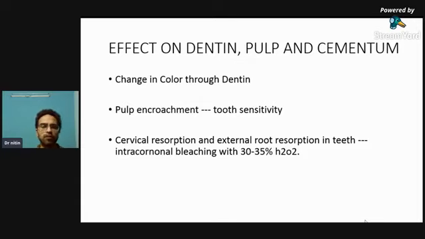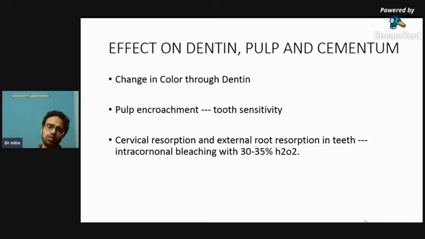So what happens in terms of dentine is a change in color through dentine. In case of pulp encroachment, because dentine has a communication with the pulp through dentinal fluid, tooth sensitivity is very common and very important. And in terms of cementum, what is the effect?